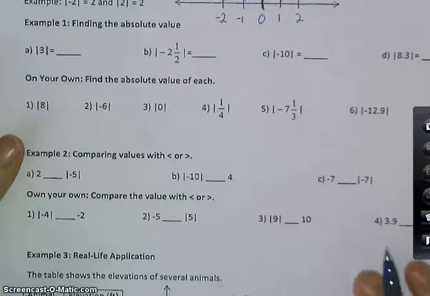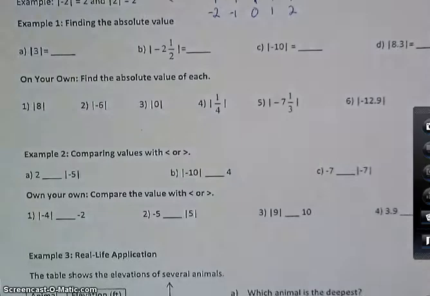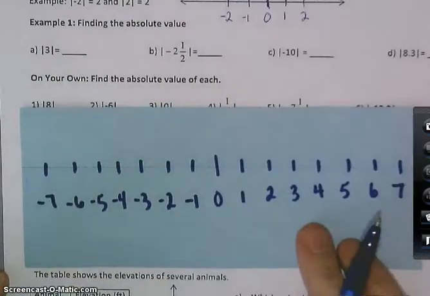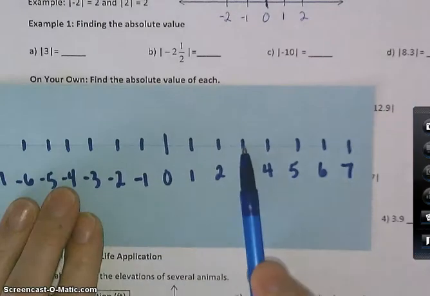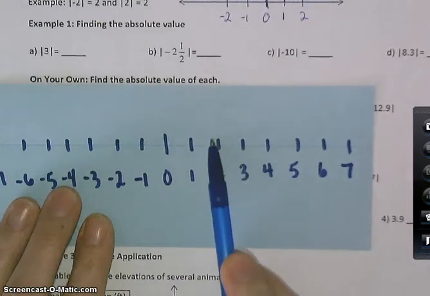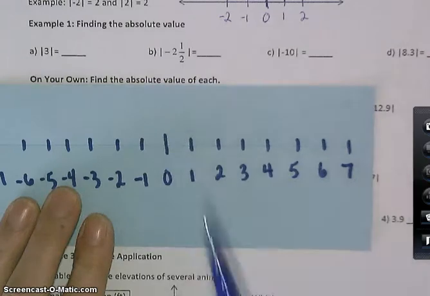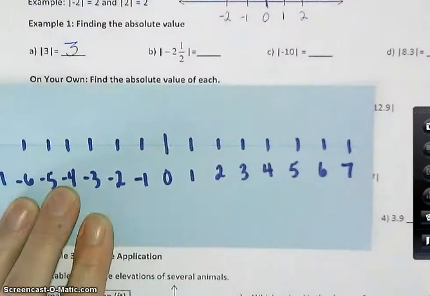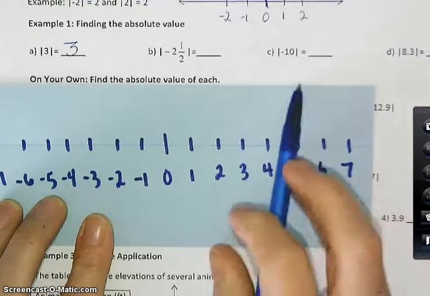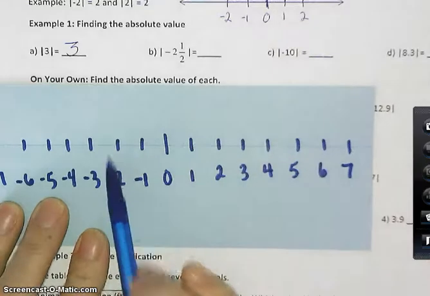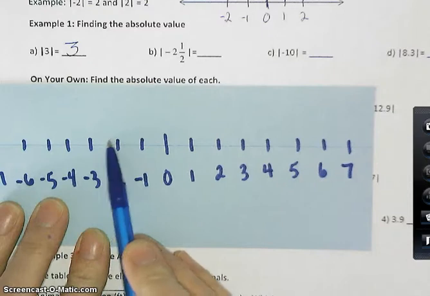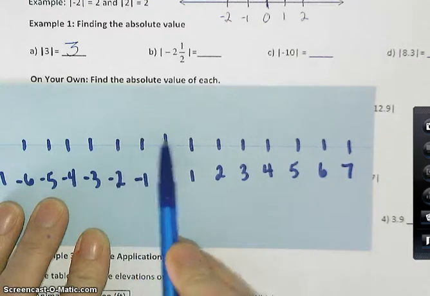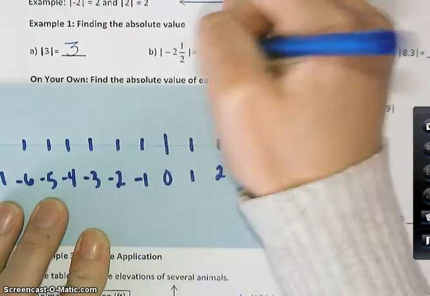So let's look at our first couple examples. What's the absolute value of 3? If I go to my number line that you all should have, I'm at 3. How far away is 3 from 0? 1, 2, 3. So my absolute value is 3. Now -2.5. If I go to -2.5, which is right in between -2 and -3, what's the absolute value? Here's a half, 1, 2. So the absolute value is 2.5.